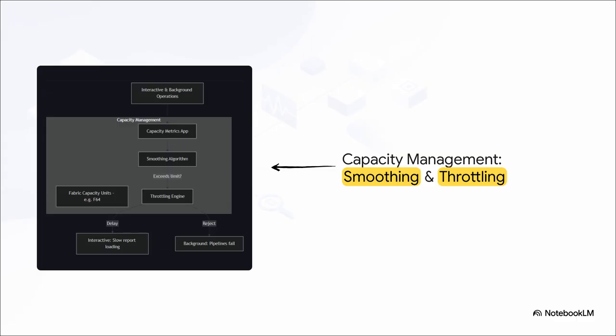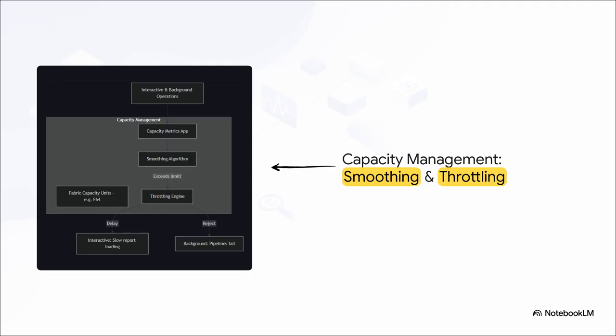Fabric runs on allocated capacity units, like an F64 tier, for example. Now, because queries and pipelines can be totally unpredictable, Fabric uses a smoothing and throttling algorithm. Instead of just crashing your system when a huge query hits, Fabric averages your capacity consumption over a window of time. If you consistently blow past your limit, even after this smoothing process, that's when the throttling engine kicks in.